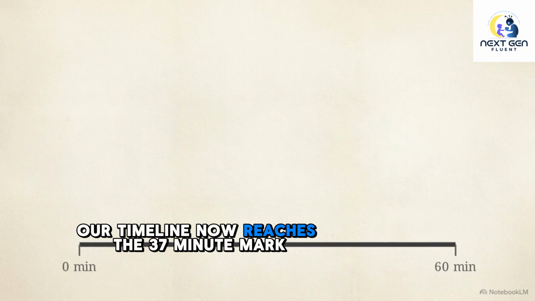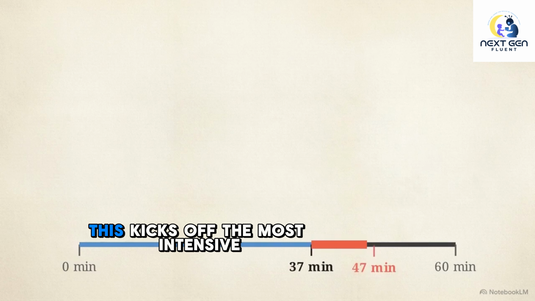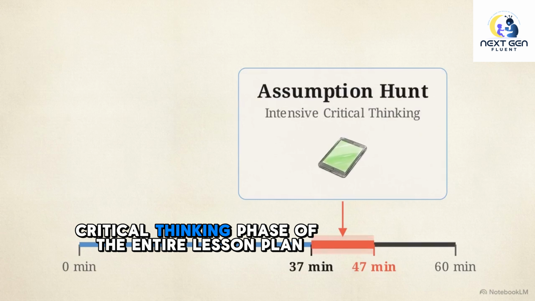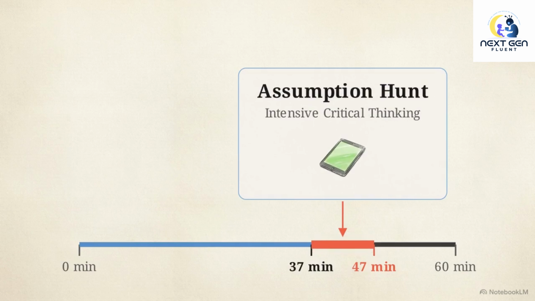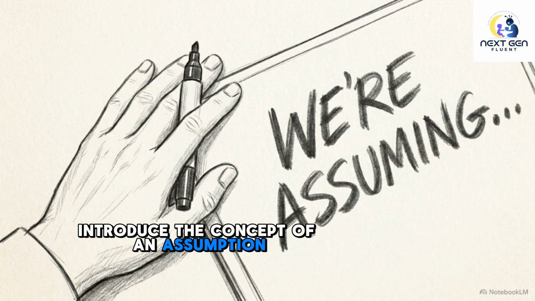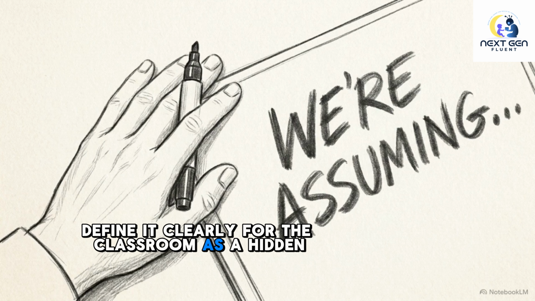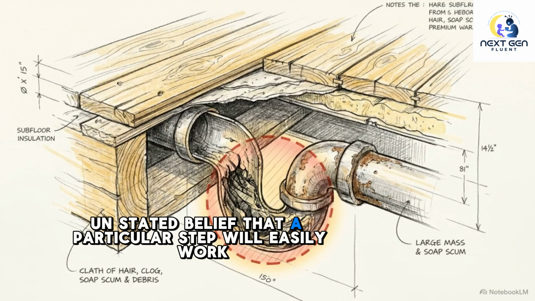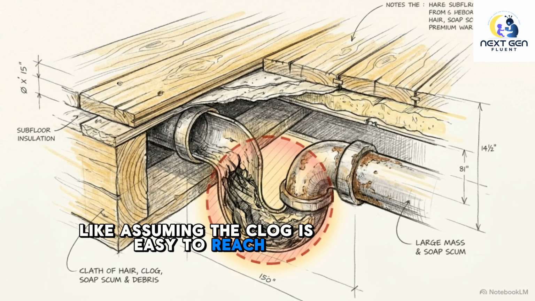Our timeline now reaches the 37-minute mark. This kicks off the most intensive critical thinking phase of the entire lesson plan. Introduce the concept of an assumption. Define it clearly for the classroom as a hidden, unstated belief that a particular step will easily work, like assuming the clog is easy to reach.